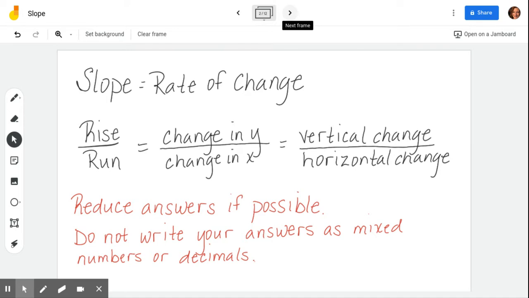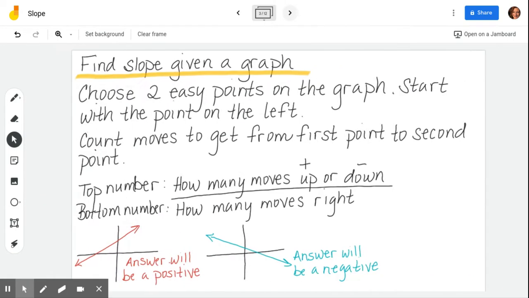When you write your slope, it's either going to be a whole number or it's going to be a fraction. You want to reduce it if possible. Don't ever write your answers as mixed numbers or decimals. We're going to be using slope to graph. It's directions for how to move, and you need two of those directions. You need a something over a something. So don't make it a mixed number. Don't make it a decimal.